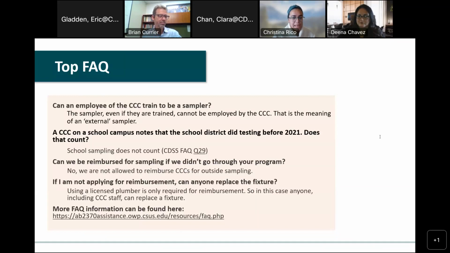Third question asks, can we be reimbursed for sampling if we didn't go through your program? Unfortunately, at this time, we are not allowed to reimburse centers for outside sampling costs. Grant funds have been provided directly to the sampling team contracted to the state. The final question on this slide asks, if I am not applying for reimbursement, can anyone replace the fixtures? And yes, the centers are only required to use a licensed plumber if they are applying for reimbursement. But if reimbursement is not pursued, anyone can replace a fixture, even center staff.